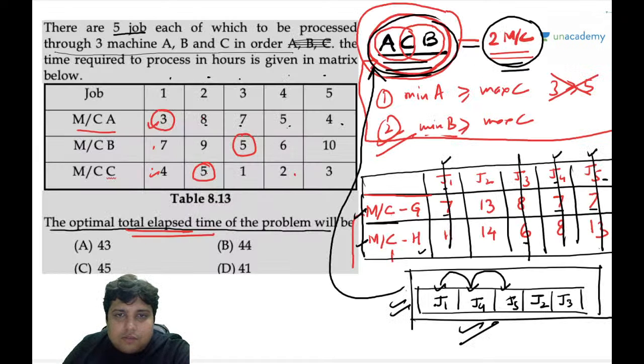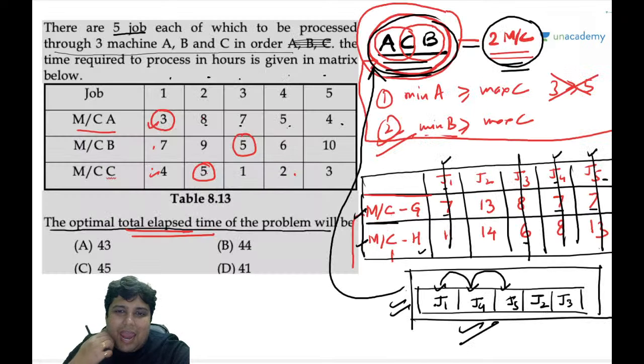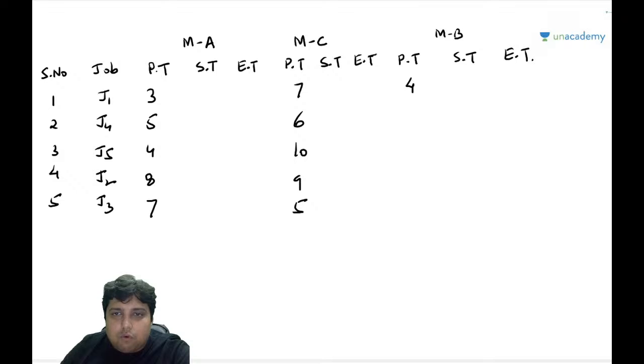Then for the next machine, for jobs 1, 4, 5, 2, 3, the times are 7, 6, 10, 9, 5. And at the end, for jobs 4, 2, 3, 5, 1, the times are 4, 2, 3, 5, 1.